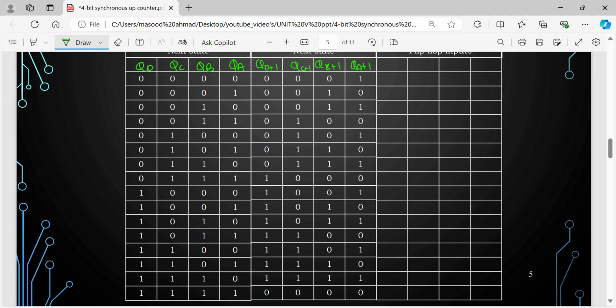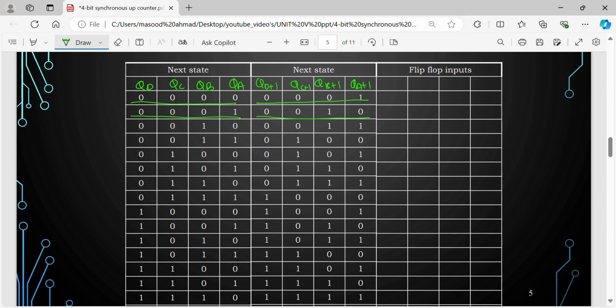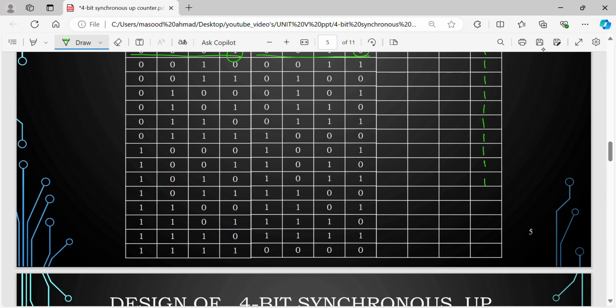When 0 0 0 0, the next is 0 0 0 1. When 0 0 0 1, it is 0 0 1 0. When 0 0 1 0, it is 0 0 1 1. Likewise, it will go from 4 zeros to 4 ones for all the cases. Now we look at QA and QA plus 1: 0, 1, 1, 0. So it continues like a 3-bit up counter, and it always changes. So what I try to do is, TA is 1 for all cases. You can observe that from the observation, TA is always 1.